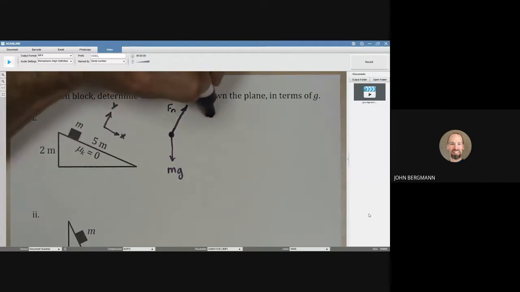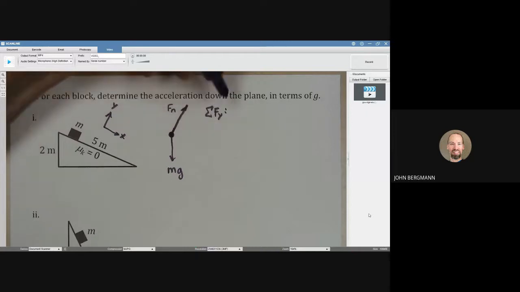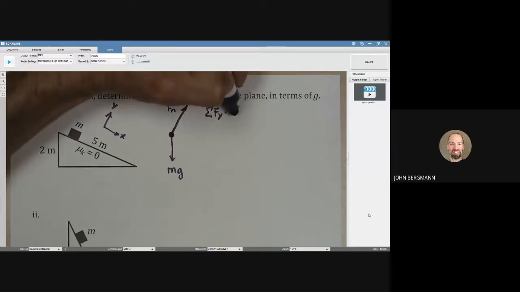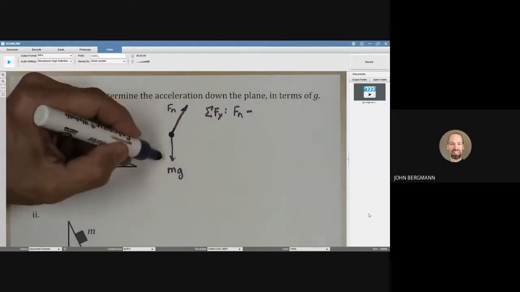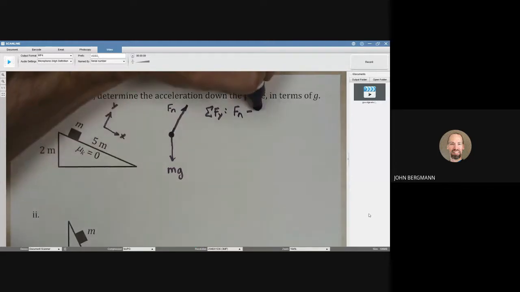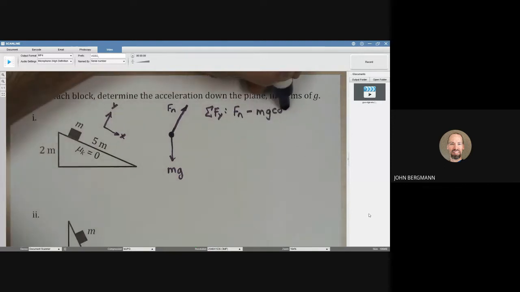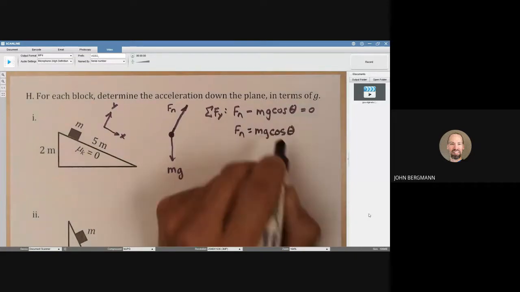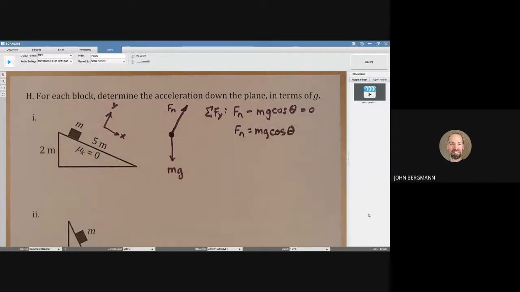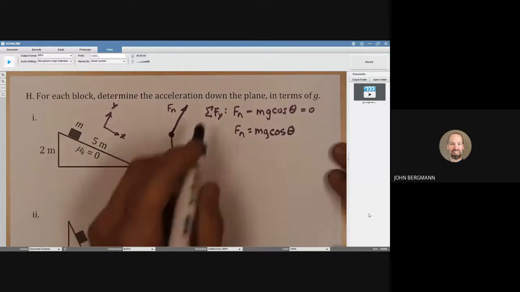If we sum the forces in the y direction, we're going to get normal force minus, let's see, what's this? That's theta. That's going to be mg cosine theta, isn't it? Mg cosine theta. And in the y direction, there is no acceleration. So the normal force equals mg cosine theta. Perhaps we don't need that for this problem, but in most problems we will. So it's not a bad idea to find it.